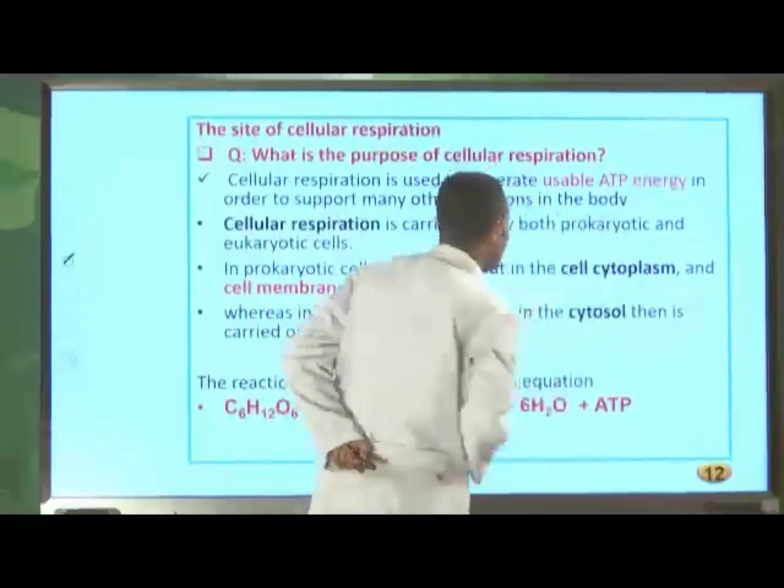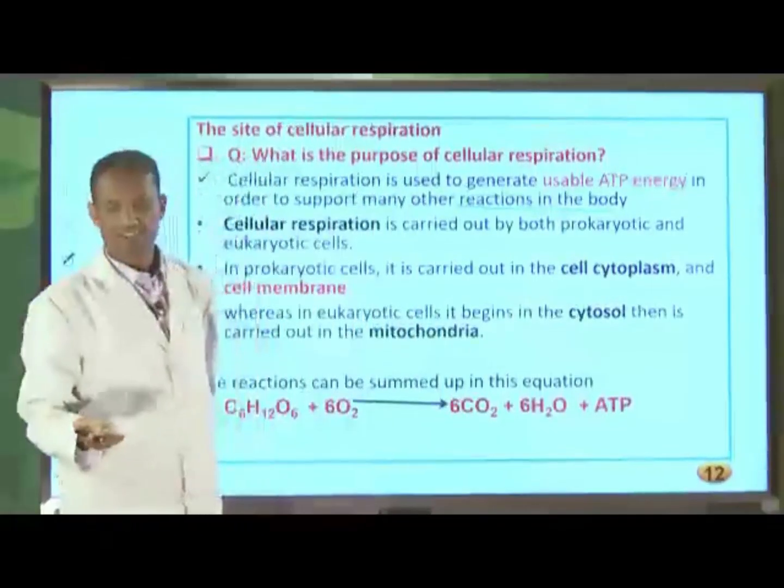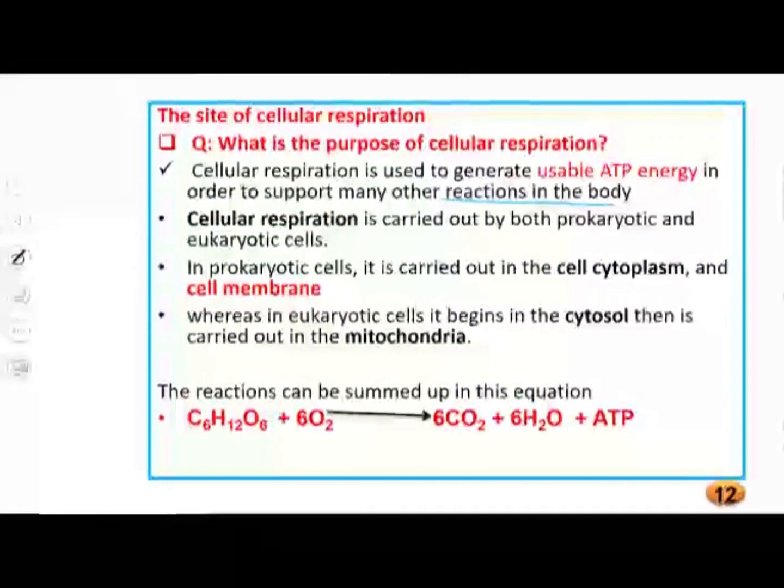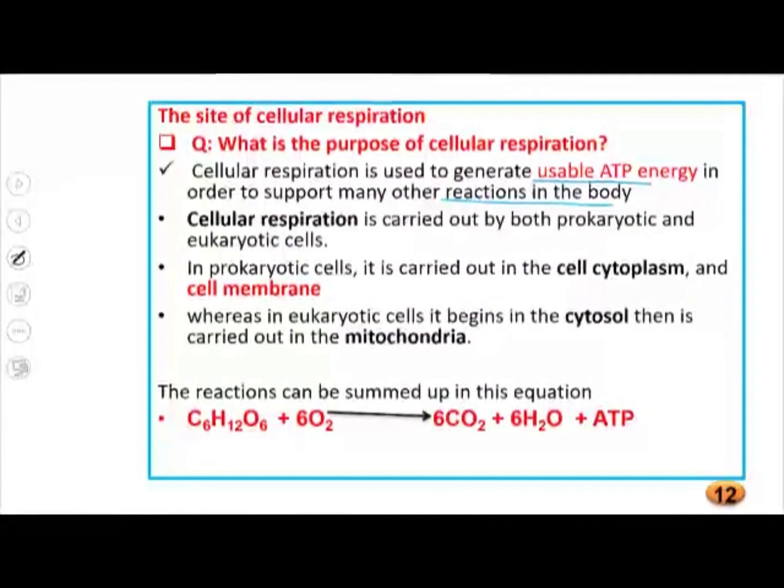In our body, many reactions take place. But to support these reactions, cellular respiration is very important to generate the usable ATP energy, which is the energy currency for the cell. Our cells use this ATP to undergo different reactions in our body.